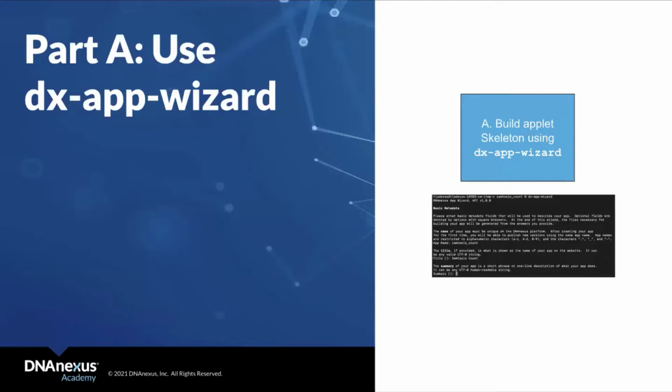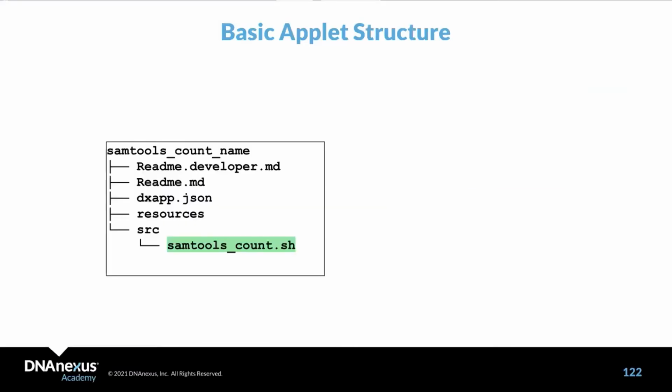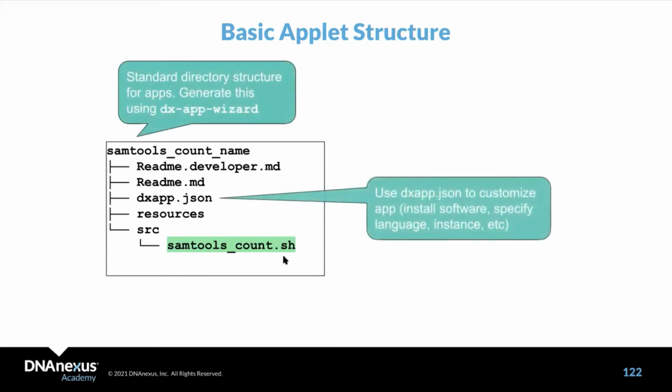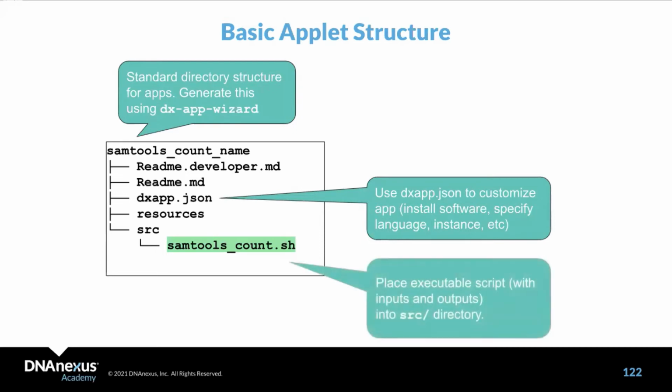So now we will be using the dx-app-wizard here. Here is a basic applet structure, which is created by the dx-app-wizard. We will be using the dxapp.json to customize our app, to install different software, specify what language our applet is in, and what instances we would like to use. And we need to place our script into the src, the source directory.